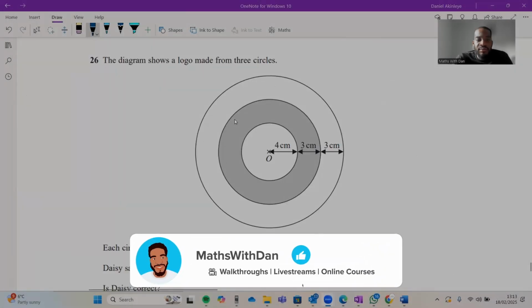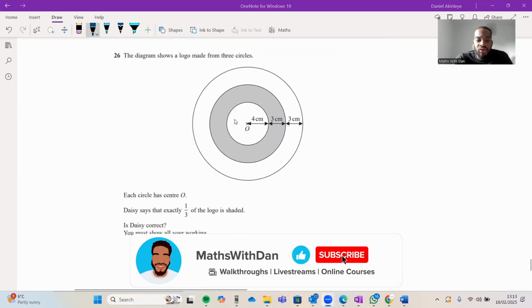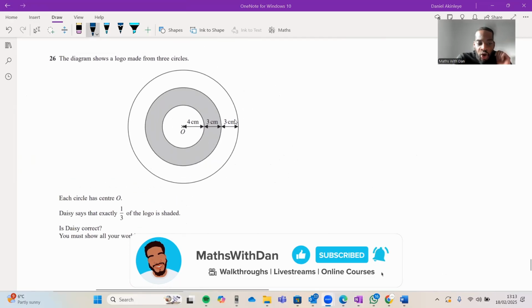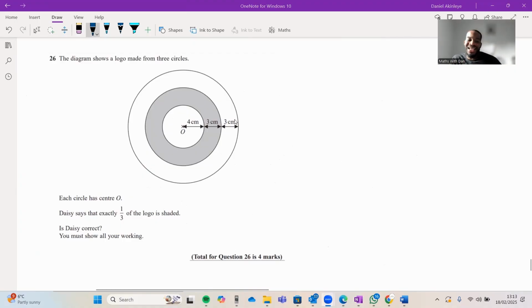Let's read it. The diagram shows a logo made from three circles. Each circle has a center O. Daisy says that exactly one third of the logo is shaded. Is Daisy correct? You must show your working.